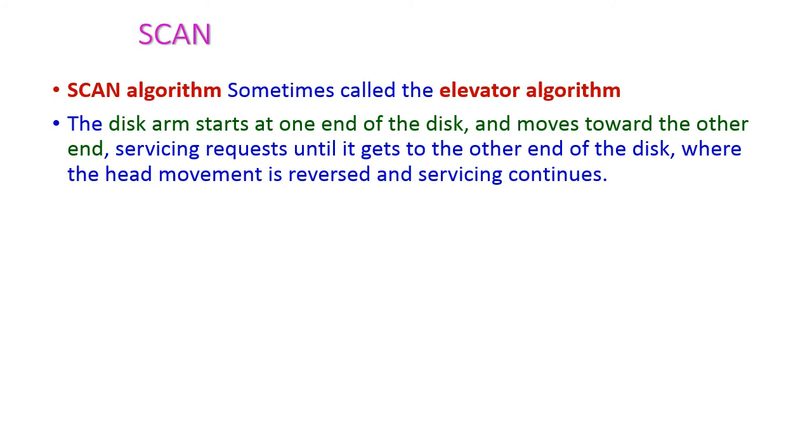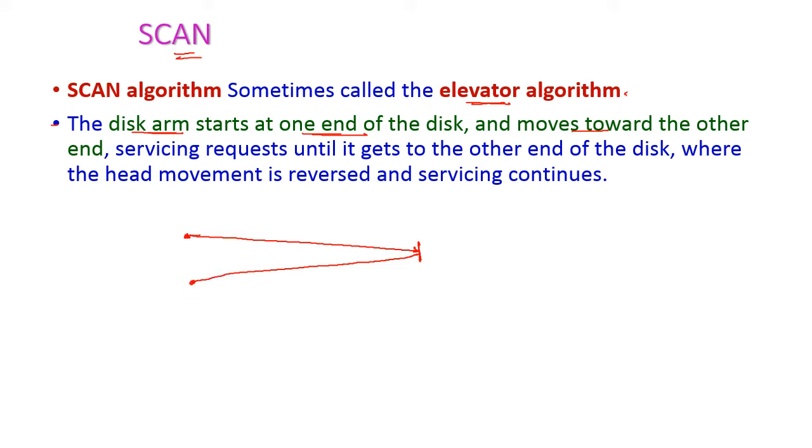The next one is the SCAN scheduling algorithm. The SCAN algorithm is otherwise called the elevator algorithm. Okay, why? Because the disk arm starts at one end of the disk and moves towards the other end of the disk. So it will continuously move only towards the other end of the disk, and once it reaches the other end, then only it will come back to the previous end of the disk.